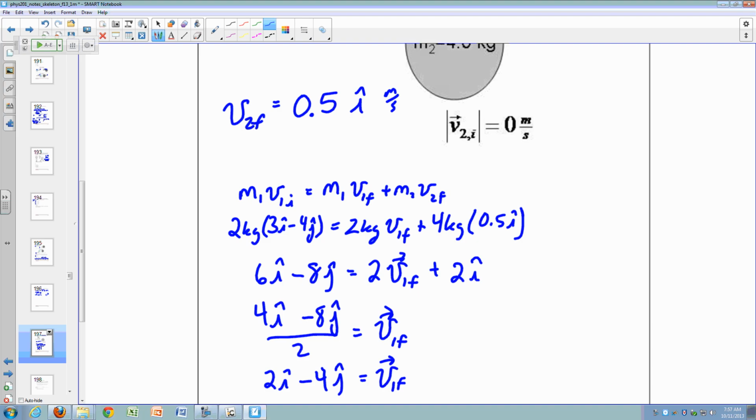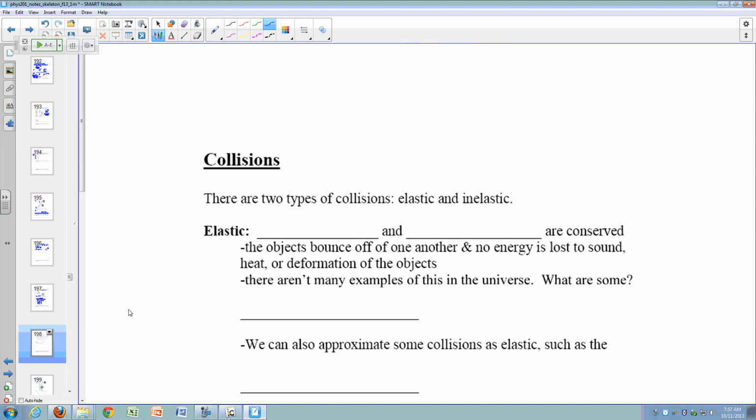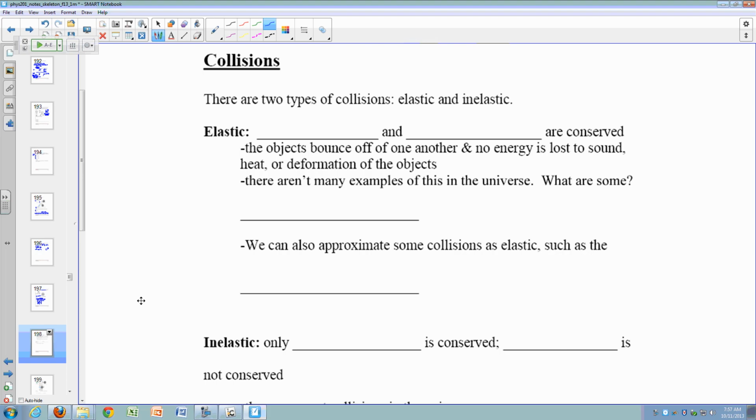Okay. Alright, let's look at a couple of different kinds of collisions. There are two types of collisions, elastic and inelastic. In elastic collisions, both energy and momentum are conserved. That means that when they collide, no energy is lost to sound or heat or deformation of the solids. You know, there aren't very many of these. These are only collisions that involve conservative forces, so they conserve energy.